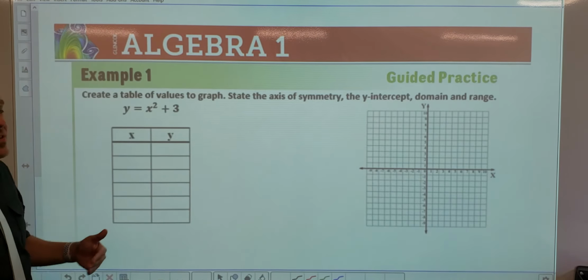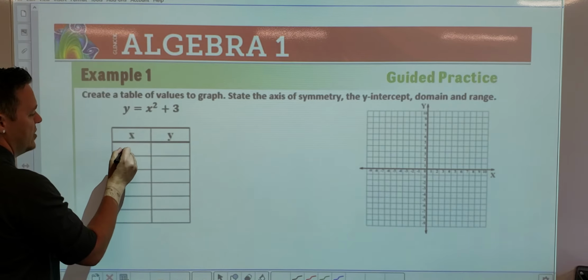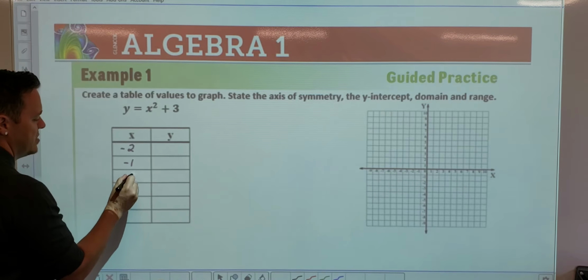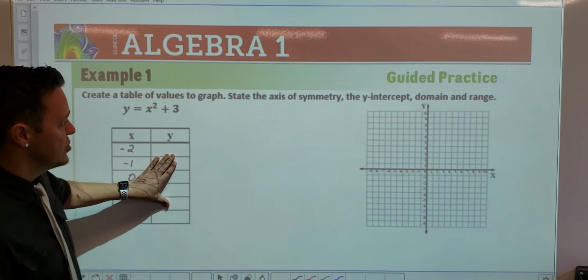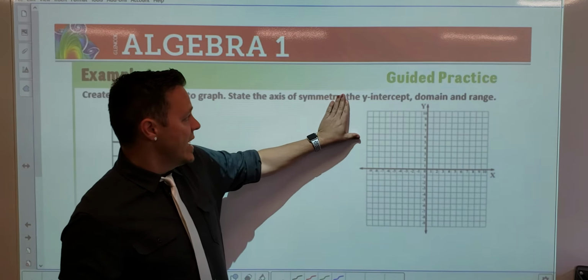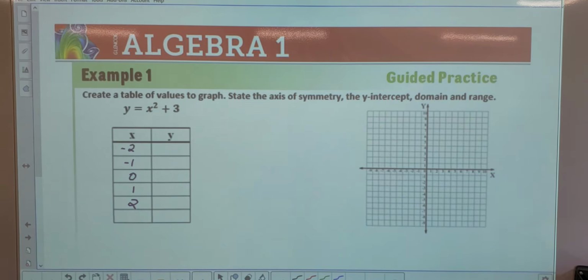Now I want you to fill in this table. So it's simple enough though. Make the values of x. Let's go -2, -1, 0, 1, and 2. Ladies and gentlemen, put those into here. Get your y values. State your axis of symmetry, y-intercept, domain, range, and then we're going to graph it.